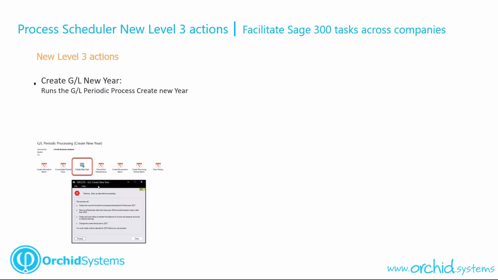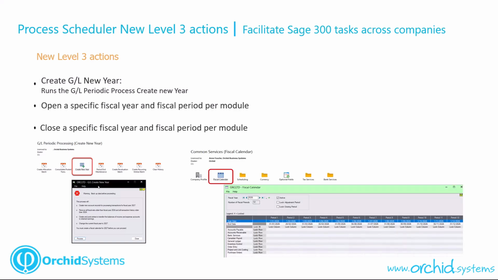The first one is to create a GL New Year. So this runs the GL Periodic Processing Create New Year process. The next 2 are to open a specific fiscal year and period per module, or to close a specific fiscal year and period per module.